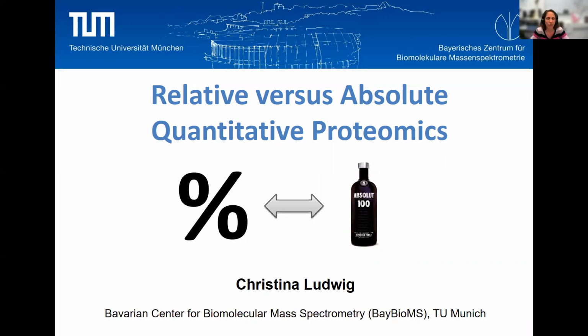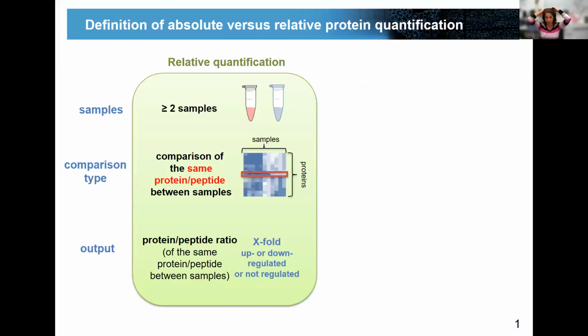What do they mean? When do you need what? And how do you generate such data? Okay, so on the first slide here, I would like to define once more together with you what I mean when I speak about relative protein quantification or absolute protein quantification. Exactly the same, by the way, holds true for metabolomic quantification as well.